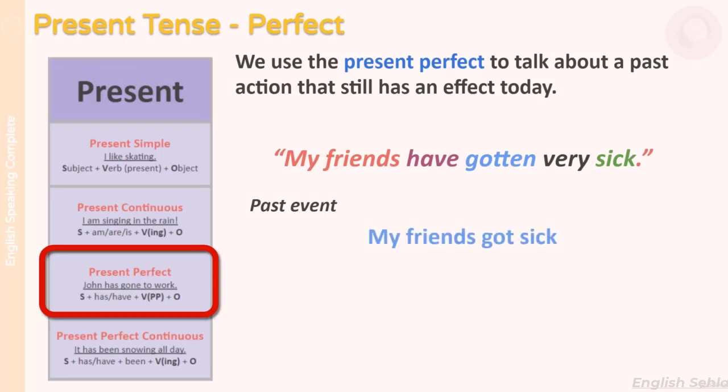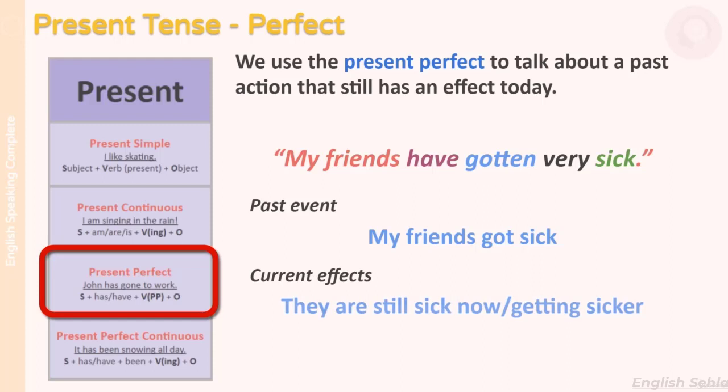They became, you could use another verb, became sick. And the current effects are they are still sick now. They haven't recovered. Or it could be that they're getting sicker, possibly. So there's an implied, a suggested effect here. And this really is the general usage of the present perfect, a past event with current effects. Again, we will go into more detail later in the course.